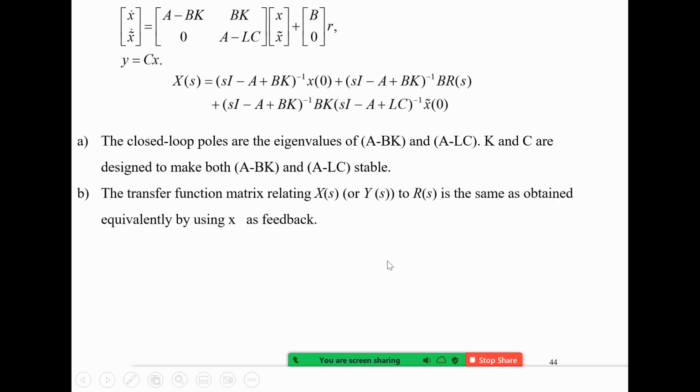Now, if we look at the transfer function from R to X, that is here, this one, the transfer function keeps the same.